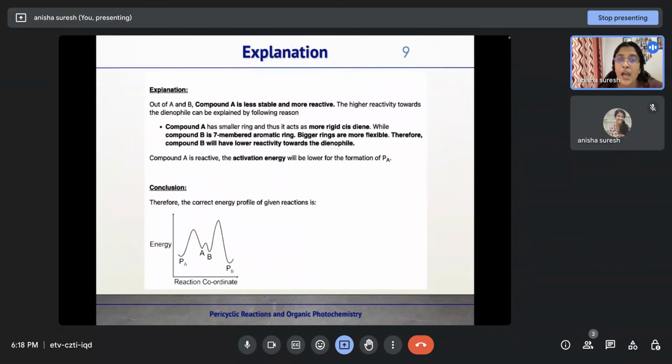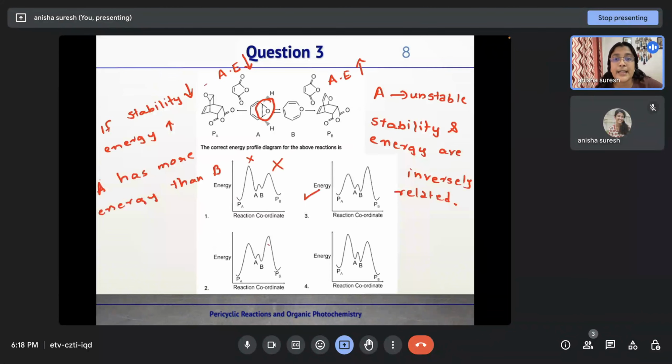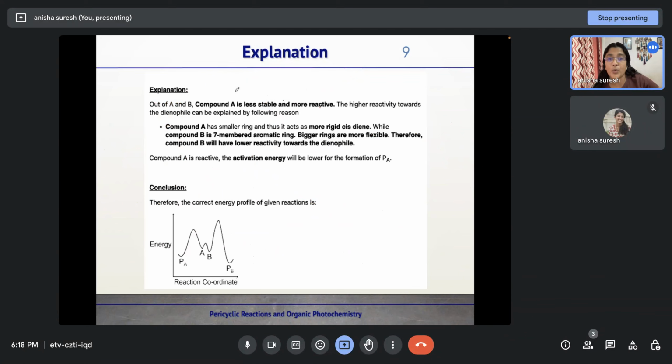As we can see, out of A and B, compound A is less stable and more reactive. That is, it is less stable because of the presence of this three-membered ring, and hence, since it is less stable, it will be more reactive as well, and the cisoid conformation here will be fixed, and the reaction rate will be more, so the activation energy will be lower.